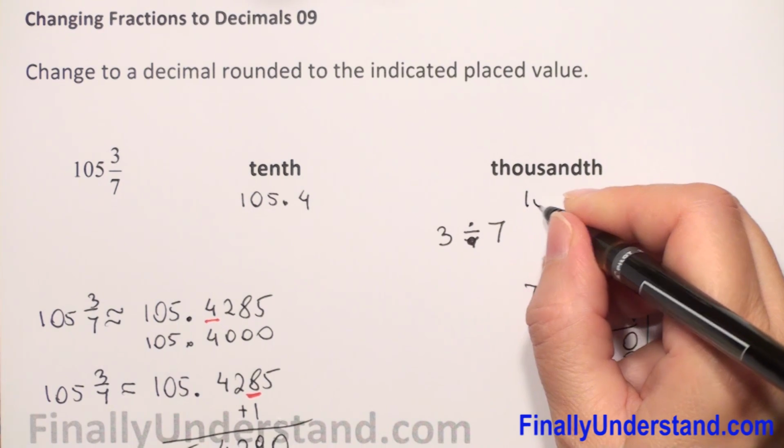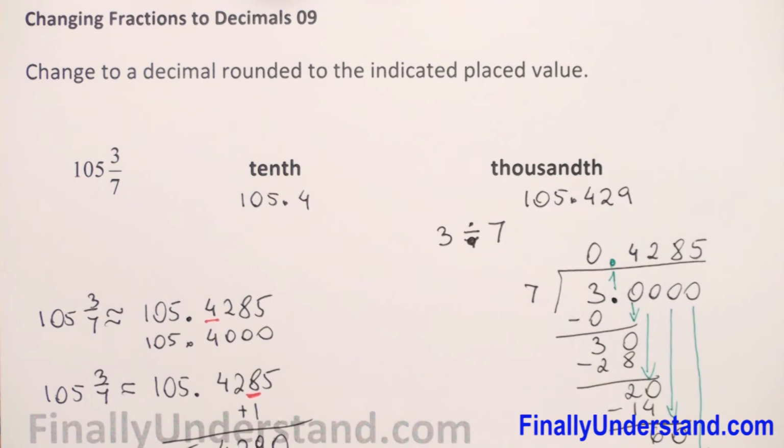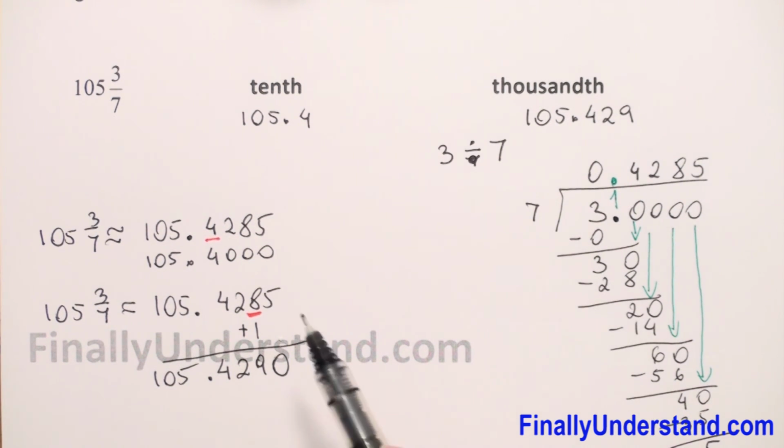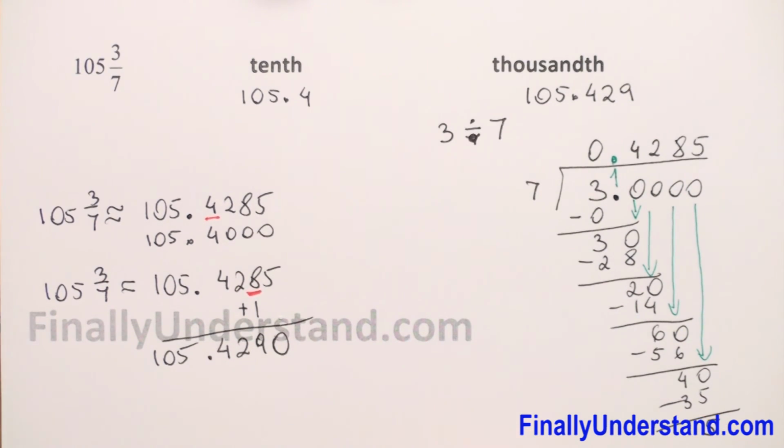So it will be 105 decimal point 429. We don't need this extra 0 after 9. It doesn't change the value of our number. So this is my solution.